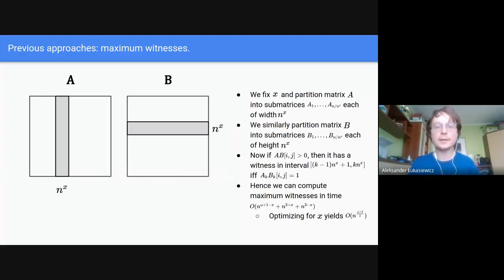And actually, the only other thing that Chumai, Kowaluk, and Lingas do is the usage of rectangular matrix multiplication, because it turns out that for rectangular matrices, you can actually multiply them slightly faster than n to omega. Okay, is that clear? Like at least the idea.